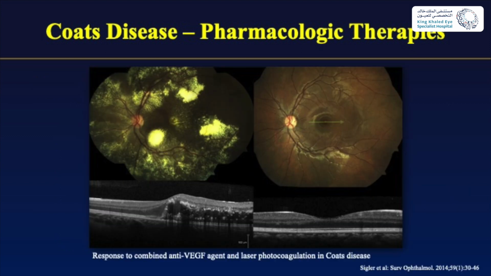So this is a patient who was treated with intravitreal ranibizumab and laser photocoagulation for Coats disease. And you can see here almost complete resolution of the hard exudates, and you can see also the difference in the OCT.